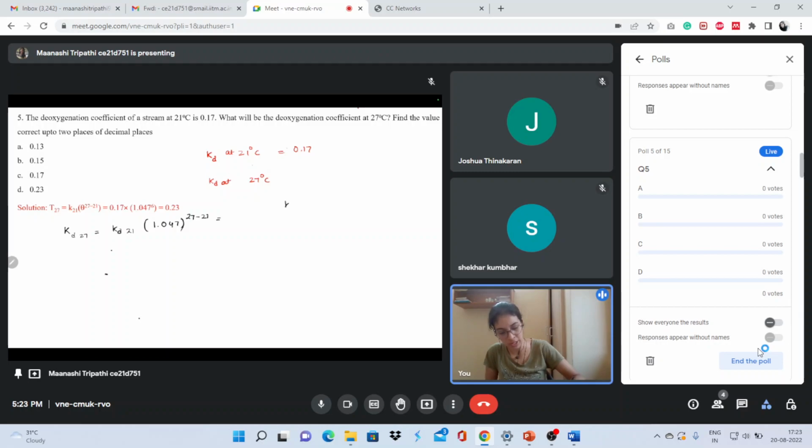So the basic formula is kT equals kT0 times theta raised to the power T minus T0, and theta is equal to 1.047. This is the basic formula. You need to learn this because it will be used almost everywhere in water and wastewater treatment. Whether we are talking about river, reaeration or deoxygenation, theta will change, but this basic formula will remain the same. This you need to learn. So we will get the answer as 0.23.